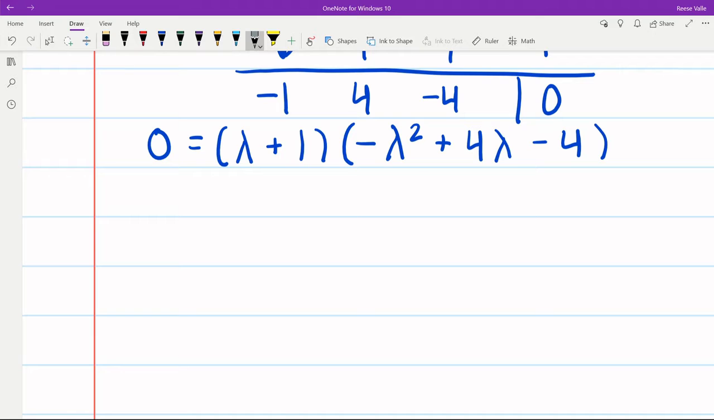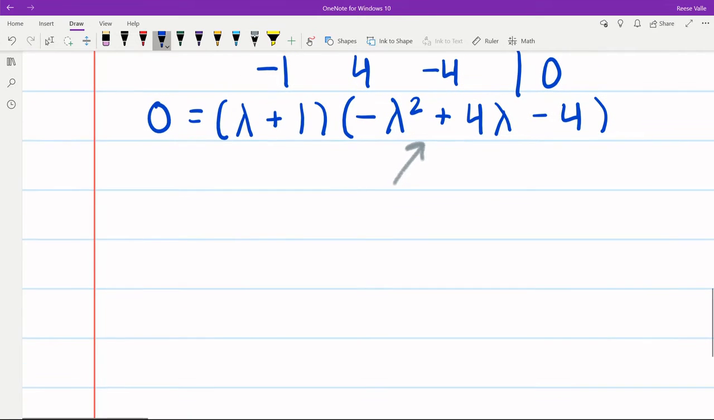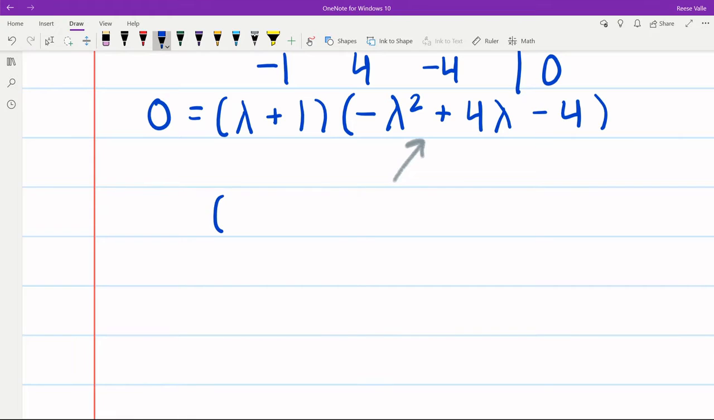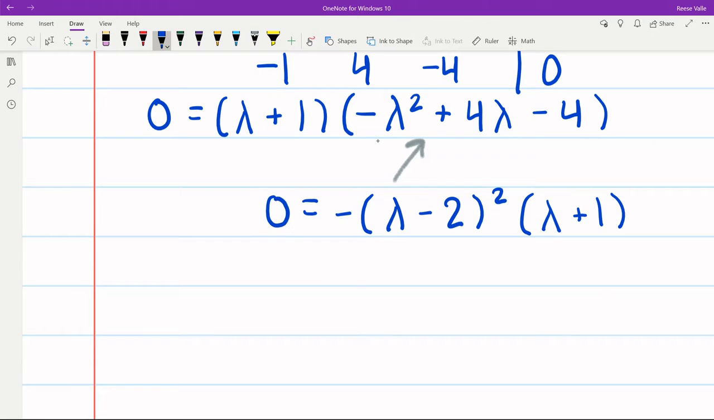And then you know that this term, you can just factor that out to negative on the outside, lambda minus 2 squared, and then it's just multiplied by the first term there. Here, I'll put it on this side, lambda plus 1, that's going to equal 0.